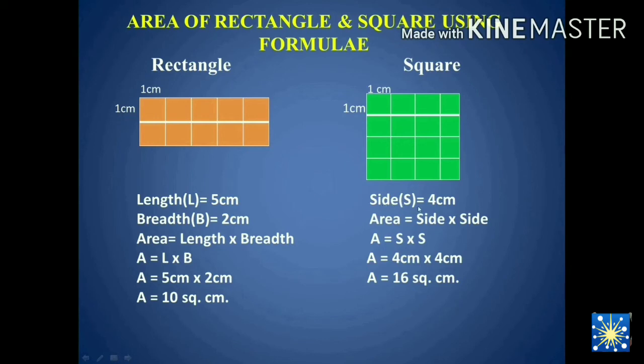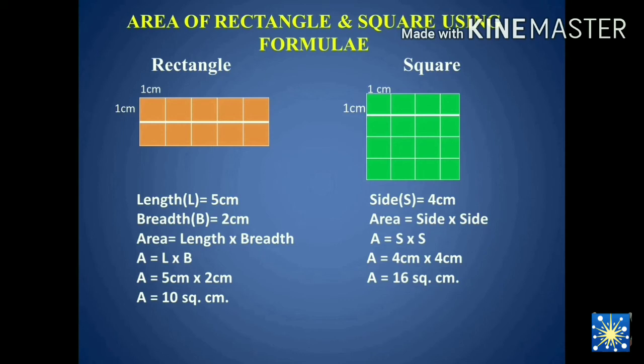The side of this square is 4 centimeter: 1, 2, 3, 4. Now the formula for square is area equal to side multiplied by side, or we can write it as A equal to S multiplied by S. Now put the values of side. So the value of side is 4 centimeter multiplied by 4 centimeter. Hence the area of square equal to 16 square centimeter.